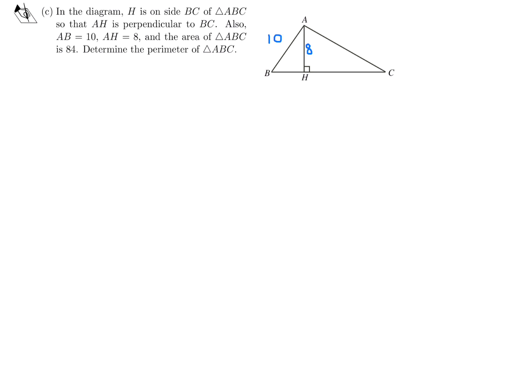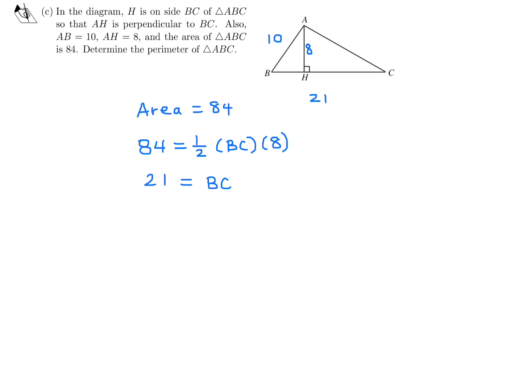And I think that's it, right? They also told me that the area is 84. All right, so the area is represented, of course, by 1/2 base times height. So 1/2 base, the base is BC for that triangle, and the height they gave me is 8. So very quickly I can figure out that BC is going to be 21. So this distance from here to here is 21.